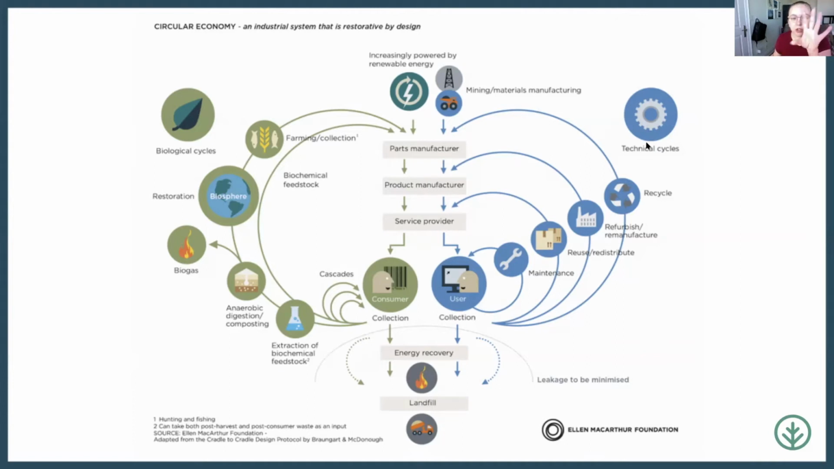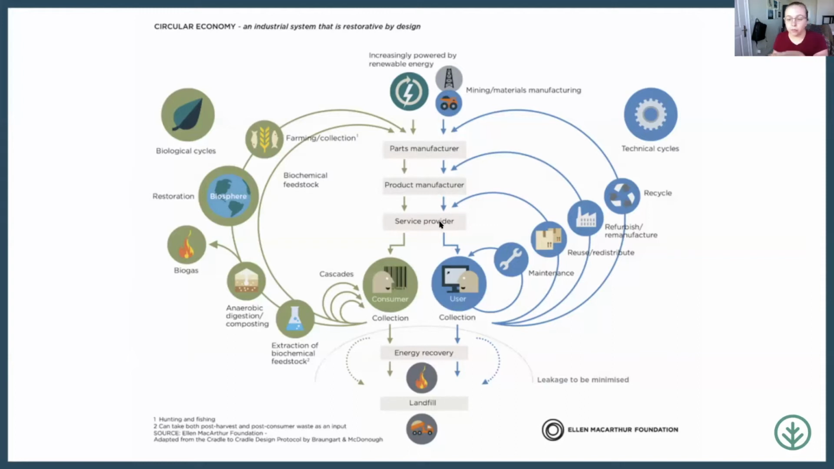So when you're looking at a product, of course, there's going to be power required to make the product, and then mining and materials are likely required. But the idea with the circular economy is to minimize that. So when you're designing your products, you want to be thinking about these cycles at the bottom. So once you mine your raw materials and you have your renewable energy, then it gets manufactured into parts, and then it gets manufactured into a whole product, and then there's potentially a service provider on the product.